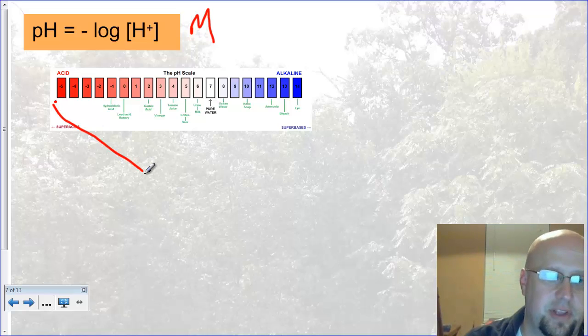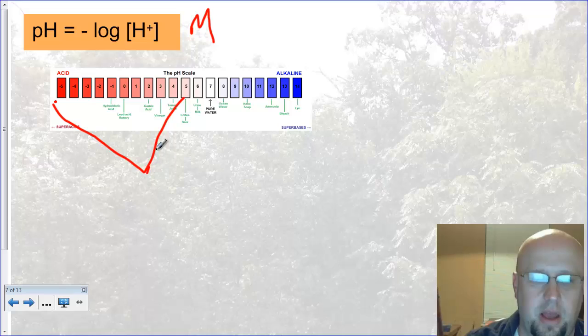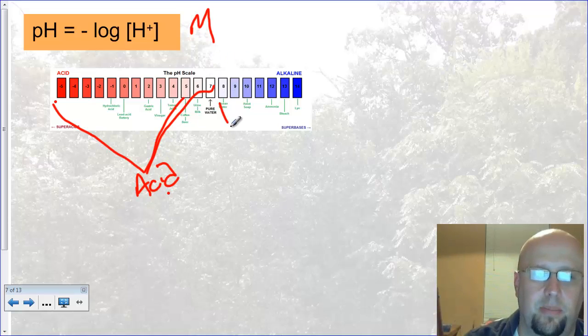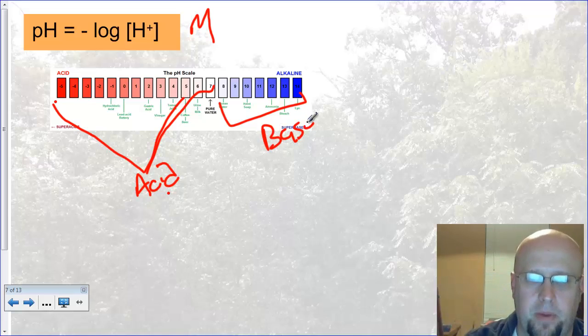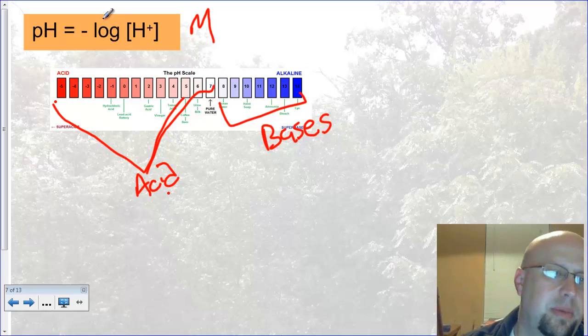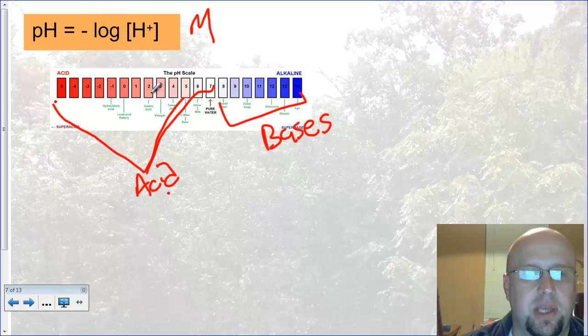Okay, so everything through 7, these are acids. Obviously 7 is neutral, and then anything above 7 are going to be bases, or alkaline. And hopefully you know that. Remember that since this is a logarithmic scale, what that means is that each step that you take means that it's 10 times more acidic or basic.